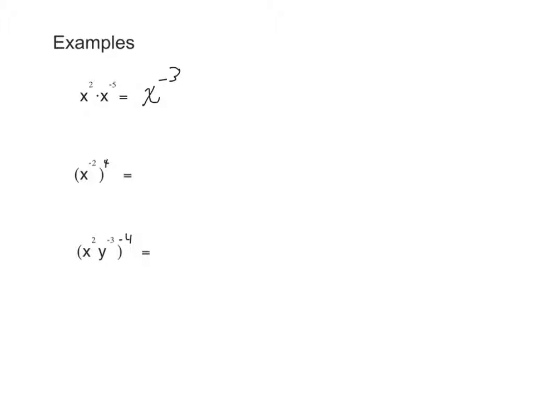In math, whenever we're asked to simplify these types of expressions, you're going to simplify without a negative exponent. So even though x to the -3 is the answer, it's not the simplified answer. We're going to go one step further and actually put that in the denominator. So the simplified answer would be 1 over x cubed.